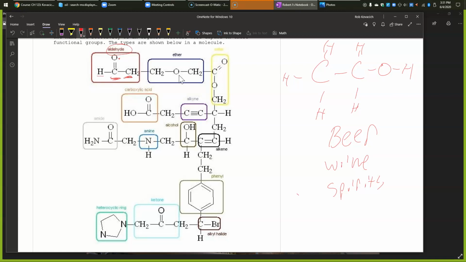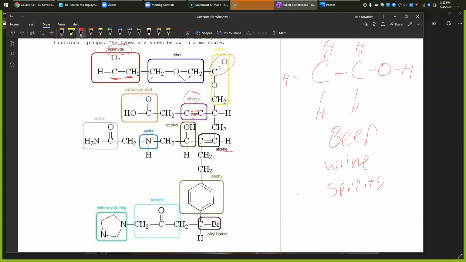So the difference between the ether and the ester is that one of the two carbons has to have this on it. On the ether, these are just regular old carbons not doubly bonded to an oxygen. An alkyne is anytime I've got a triple bond. Could it be like two oxygens? No, you can't make a triple bond. So anytime I've got three bonds between two carbons, it's an alkyne.